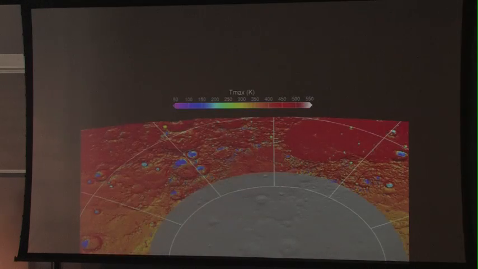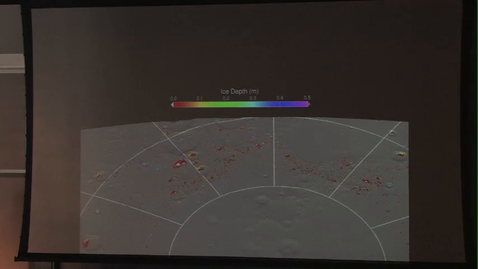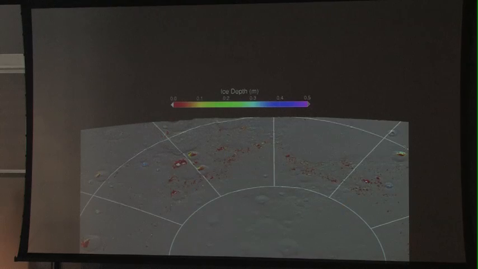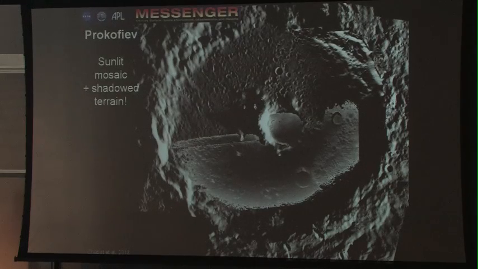And this is showing annual maximum temperature in the polar region, ice depth, and here are the MLA results that show both dark as well as some bright areas. These are off the main polar cap, but this is where we have the best data. And you can see these little bright patches here indicated by the arrows. Those turn out to be, if you keep your eye on those, exactly where the models predict that surface ice should be stable.